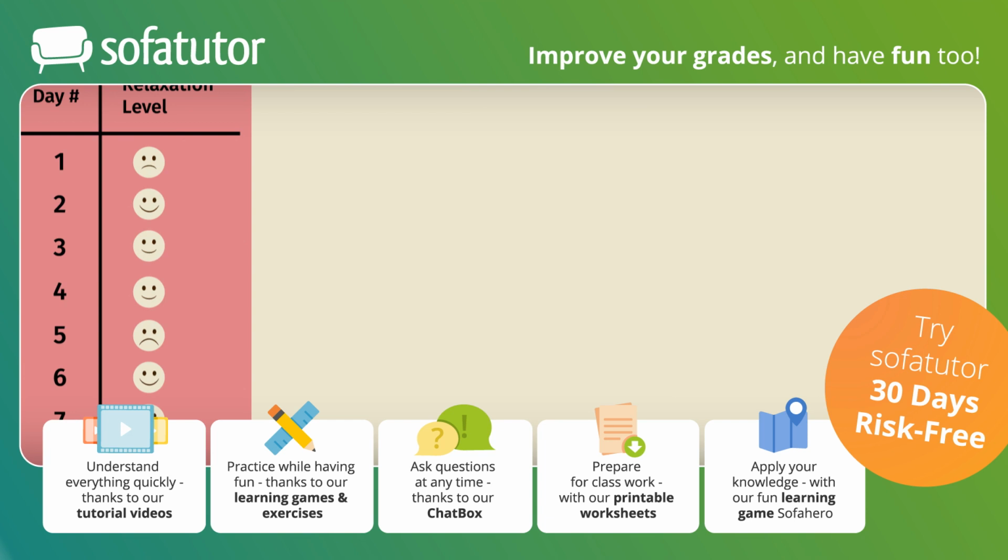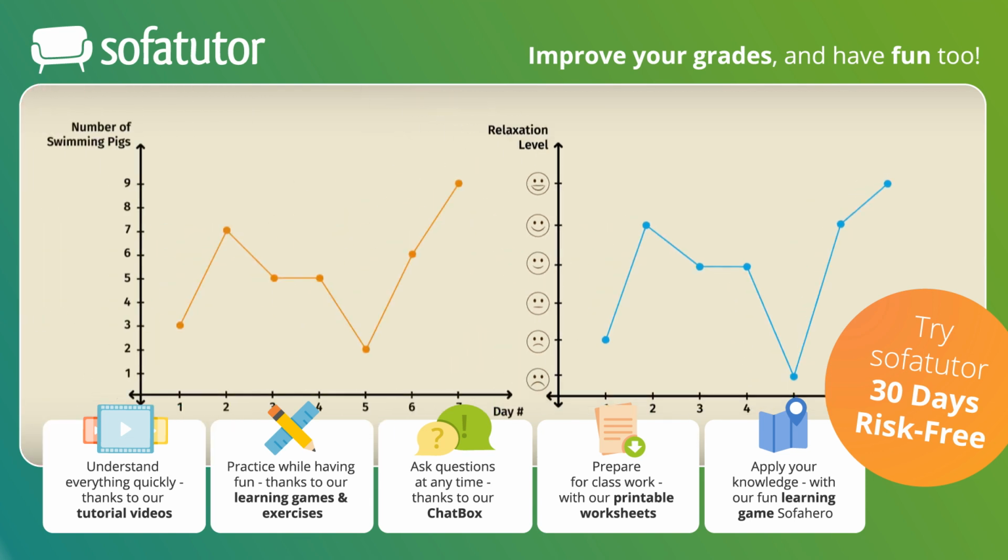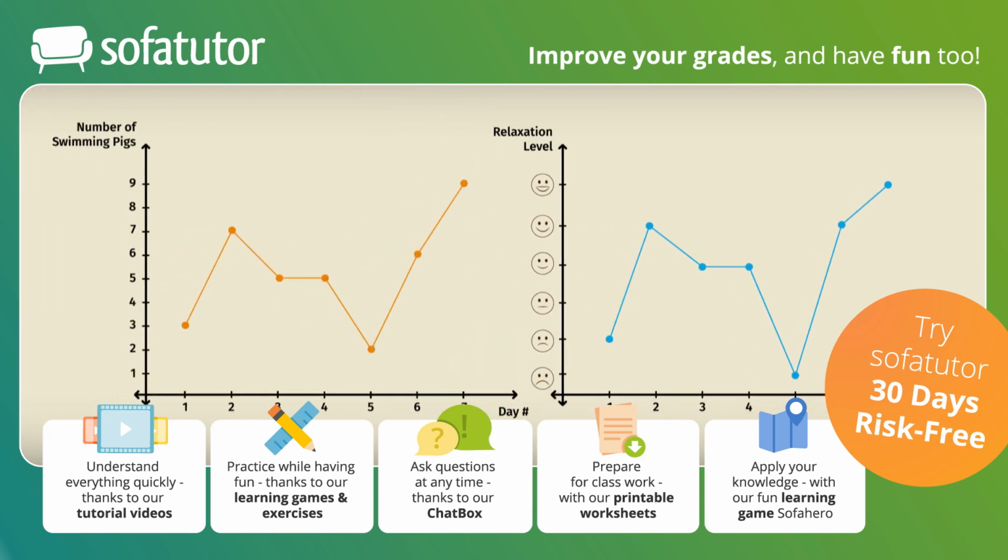For a better overview, he draws a line graph. On the x-axis is the number of days, and on the y-axis, the mood icons. And then, he draws in a line to connect the data points. Holy oink! The 2 graphs look almost the same.